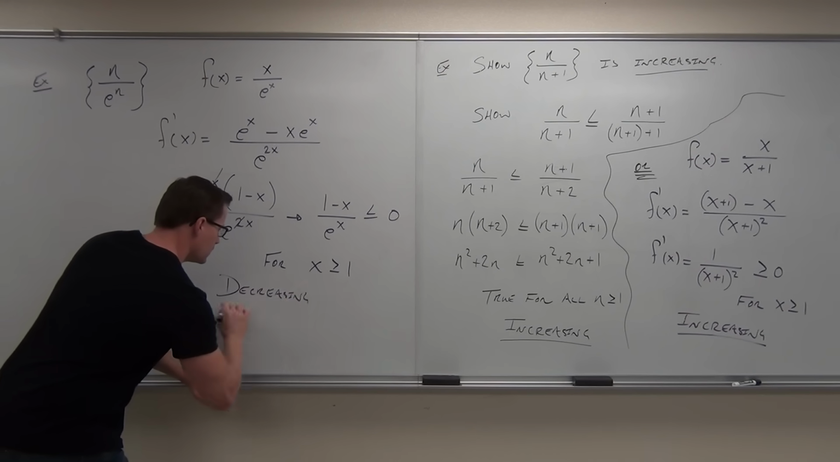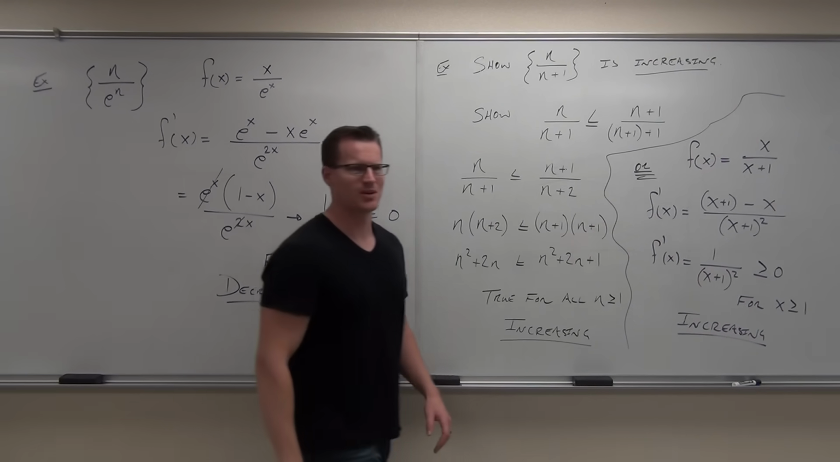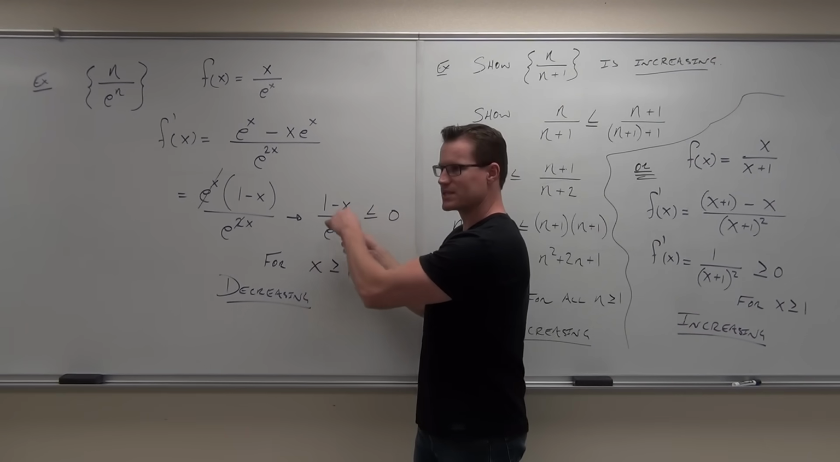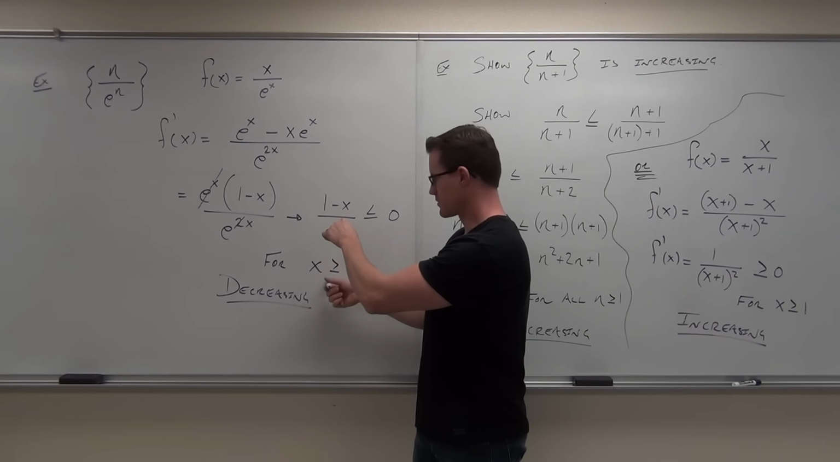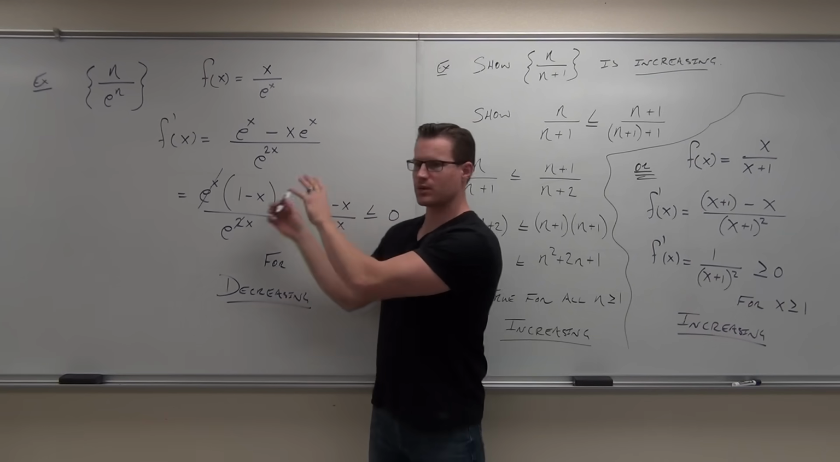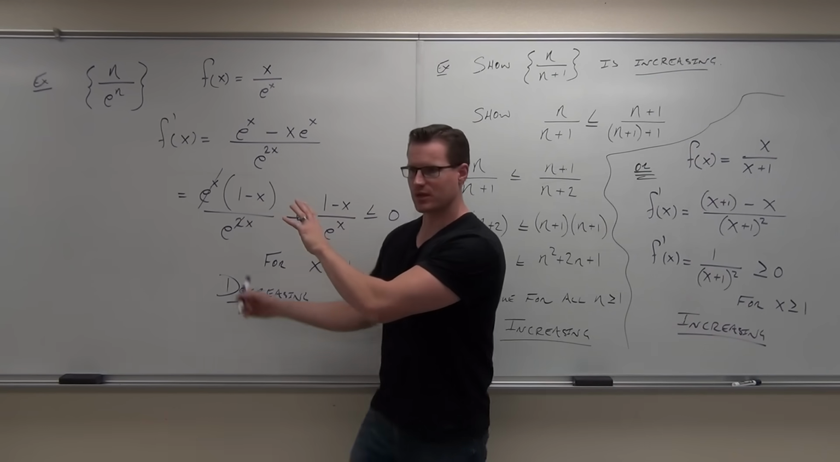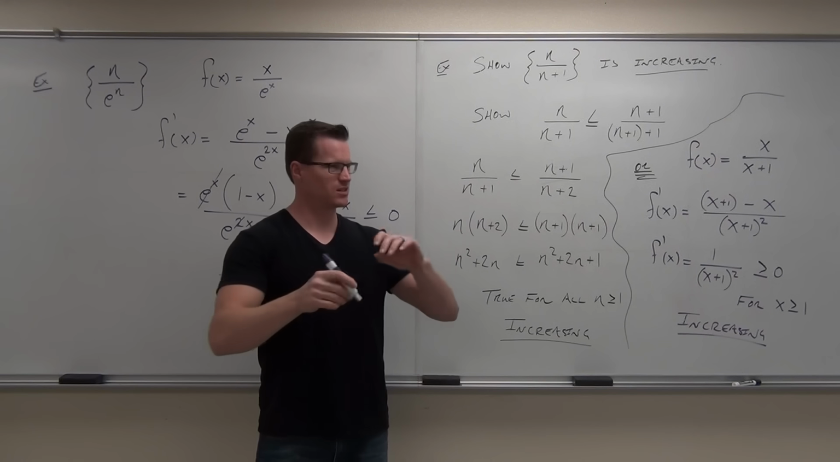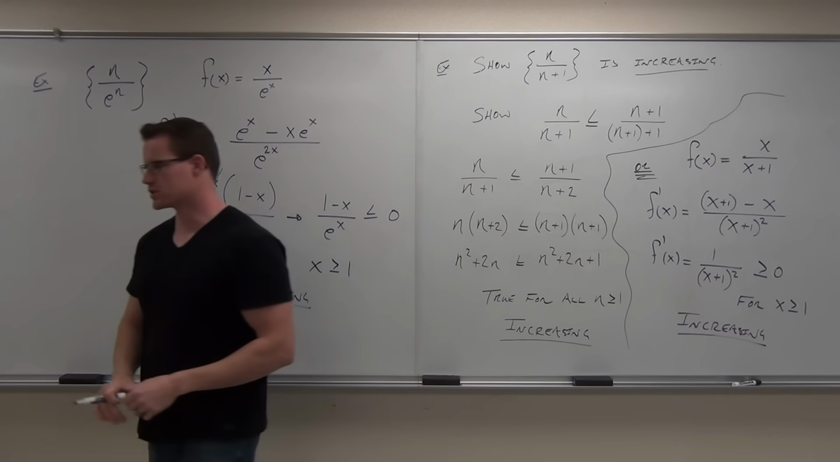Actually makes sense. Hopefully it makes sense. I'm teaching it. Shoot, come on now. So if this is always negative for x greater than or equal to 1, then that function is always decreasing for x greater than or equal to 1. So that sequence is always decreasing for n greater than or equal to 1. You see the jump? We've just shown that function is decreasing all the time.